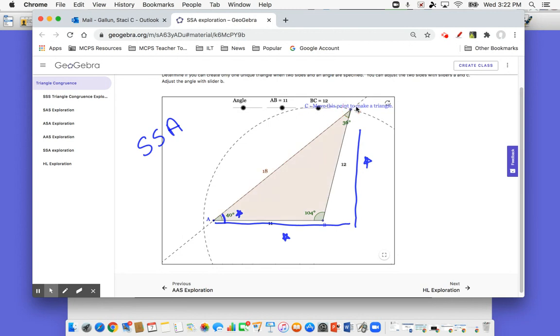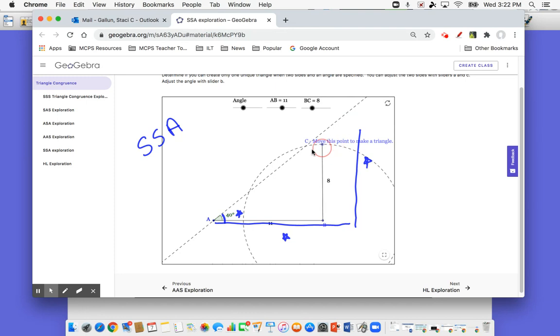Huh. I wonder, so clearly it doesn't work, right? Sometimes I got no triangles. Sometimes I got 2 triangles. Sometimes I got 1 triangle, right? So when this was 12, this was 11, and then I had the angle, it worked. If I make this 9, I've got 2. So 9, 11, and then the angle doesn't work. And when I make it really little, it doesn't even create 1. Huh, maybe we'll refer to it as ambiguous.